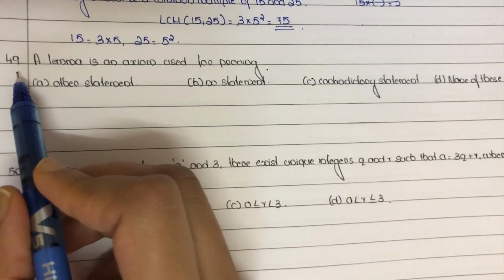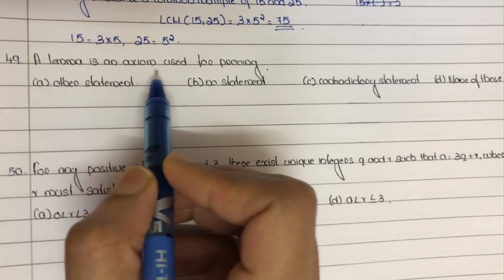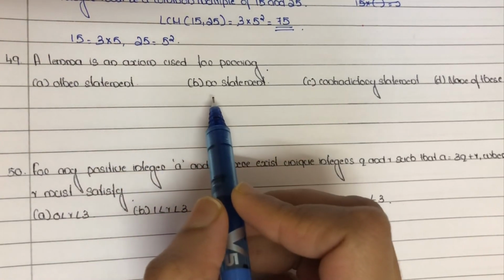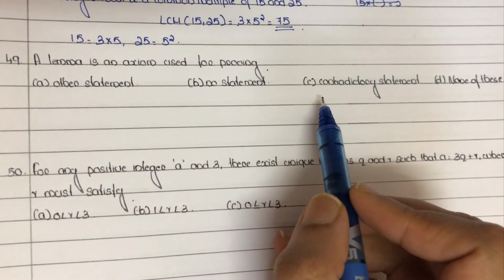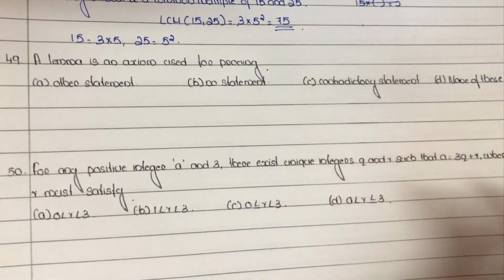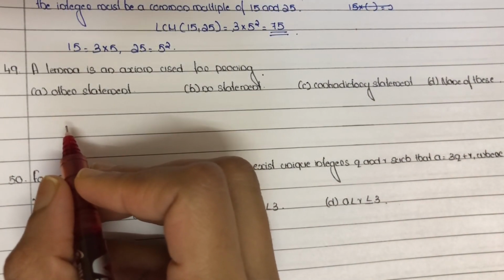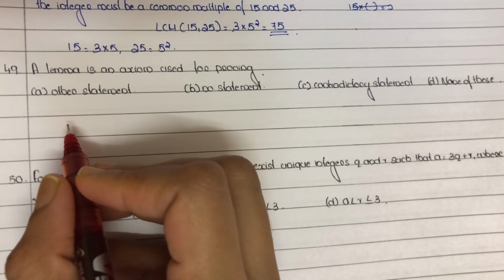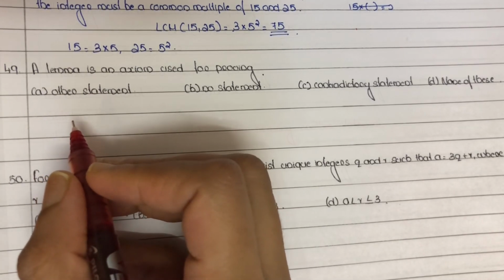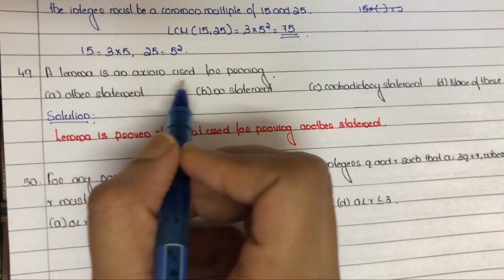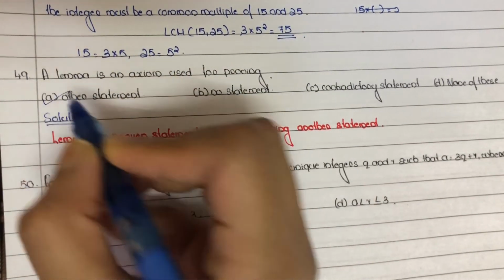Next, 49. A lemma is an axiom used for proving: option A other statement, option B no statement, option C contradictory statement, option D none of these. By definition, a lemma is a proven statement used for proving another statement, right? So we can say that a lemma is an axiom used for proving other statements.